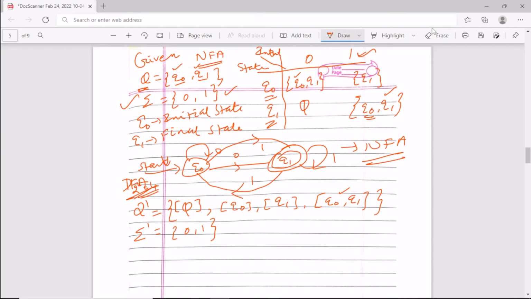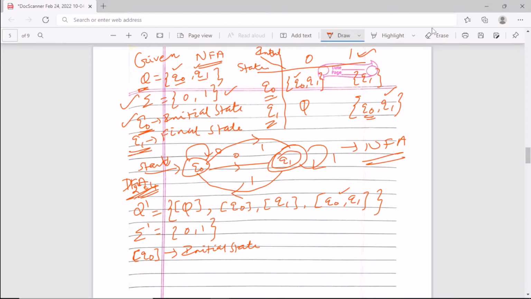Next, what is your next one? Initial state. What is the initial state? Here you have q naught as your initial state. Q naught is the initial state. But in DFA we have to represent all states within square brackets. So this is the initial state. Okay, initial state.